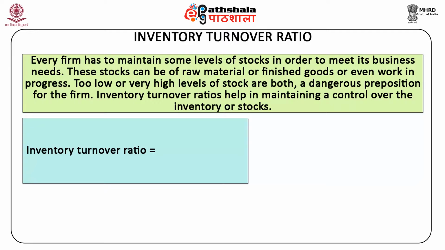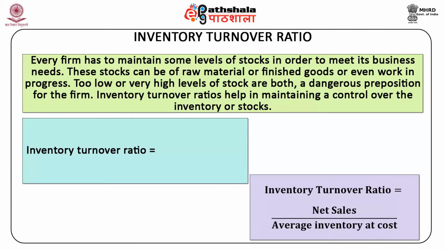Inventory turnover ratio is equal to cost of goods sold divided by average inventory. It may also be given by the following formula if the information of cost of goods sold is not available. Inventory turnover ratio is equal to net sales divided by average inventory at cost.